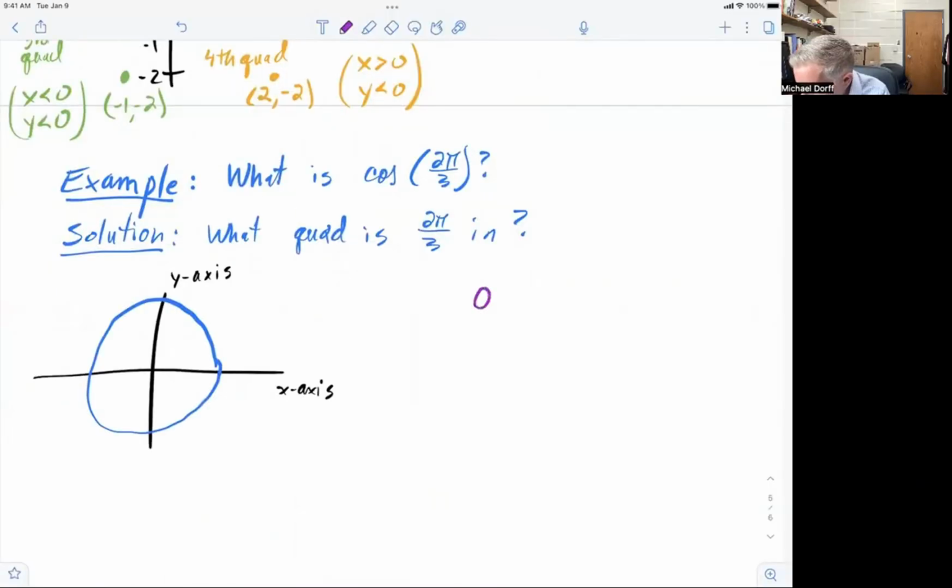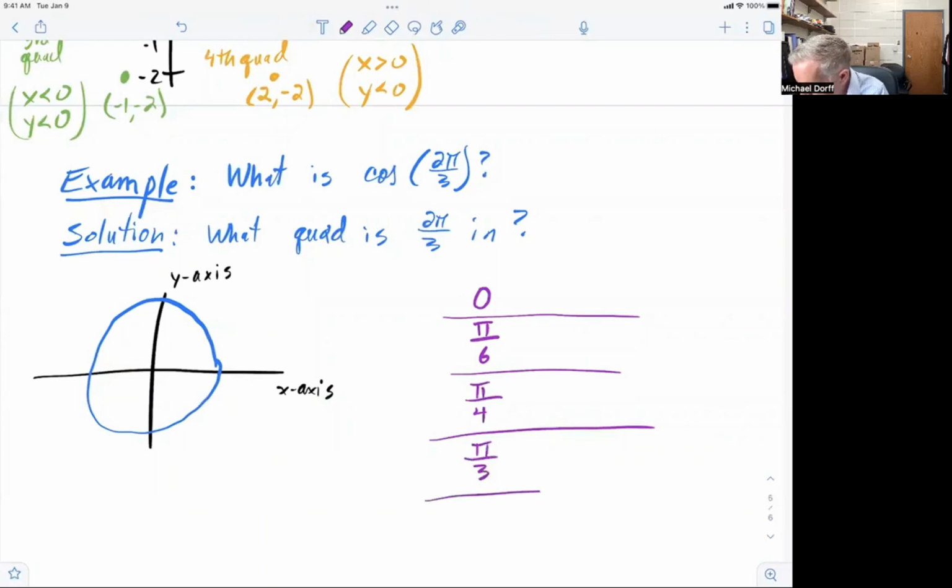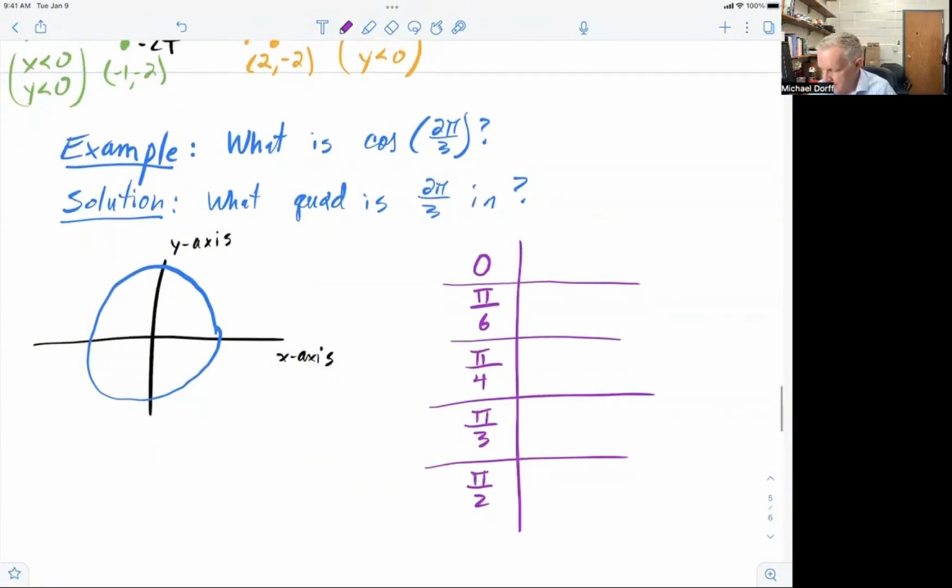We had 0 radians, and then we had pi over 6, pi over 4, pi over 3, and pi over 2. And 0 and pi over 2 were on the boundaries, and pi over 6, pi over 4, and pi over 3 were inside the first quadrant. 2 pi over 3 is going to be similar to pi over 3 because they both have a 3 in the denominator. That's what's important. Pi over 3 is right about here. If I look at 2 pi over 3, it is over here.